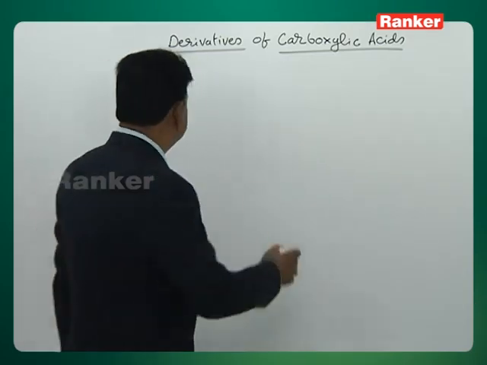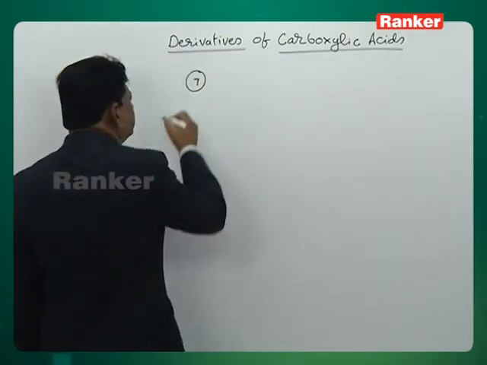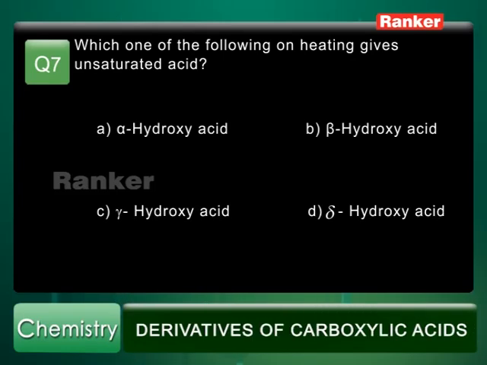Let's go to question number 7. The question is, which one of the following on heating gives an unsaturated acid? Here the carboxylic acids have hydroxy groups at different positions, and one of these acids is going to give the unsaturated acid. He is asking which one of them gives the unsaturated acid. Option A is alpha hydroxy acid, option B is beta hydroxy acid, option C is gamma hydroxy acid, option D is delta hydroxy acid.